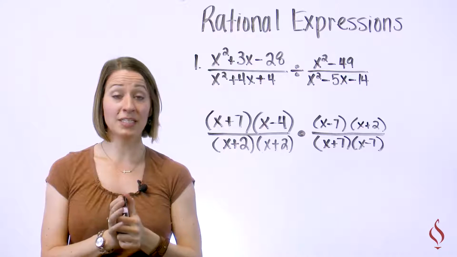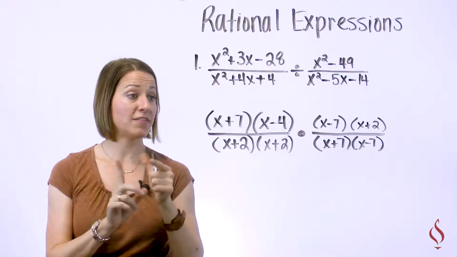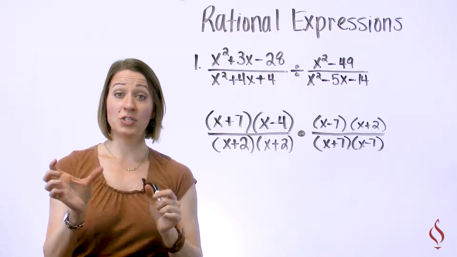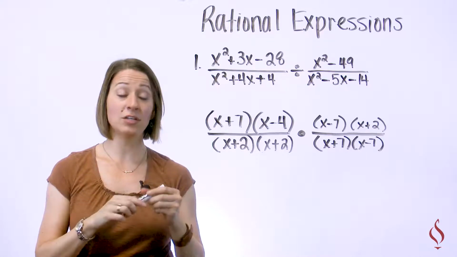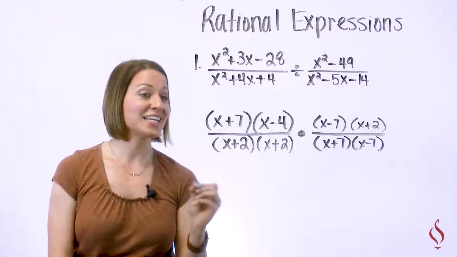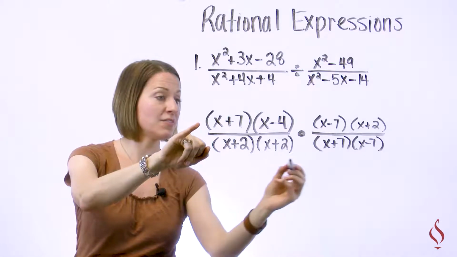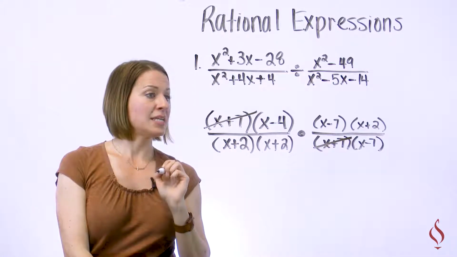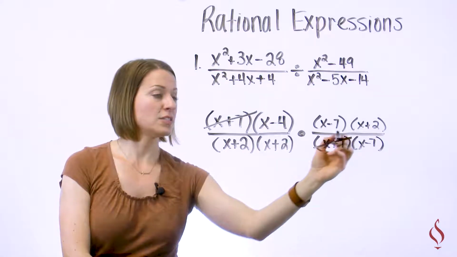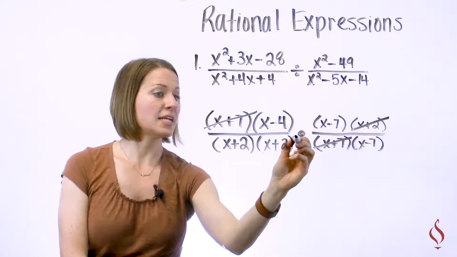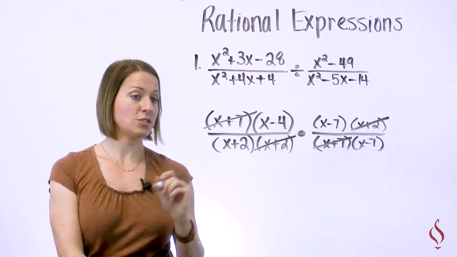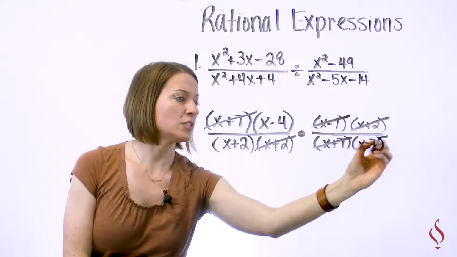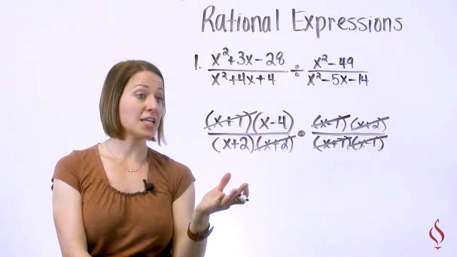Now you are ready to start simplifying these expressions. We have factored, we have flipped the second fraction, and now if you see an expression that has a match in the denominator, then you can cross that out. If I start here with the x plus 7, there's an x plus 7 here in the denominator. Next, there's an x plus 2, and that's going to be crossed with just one of the x plus 2s. You can't cross out both of them. And then the x minus 7 gets crossed out.